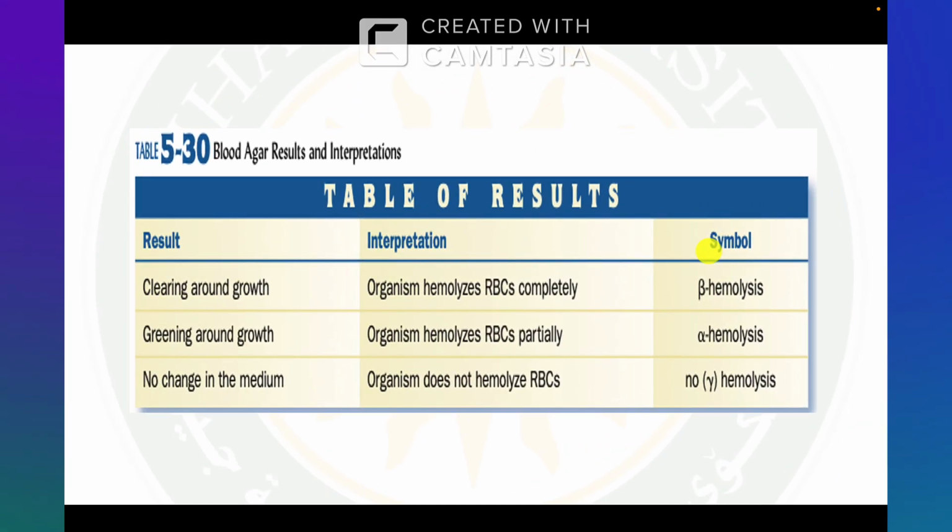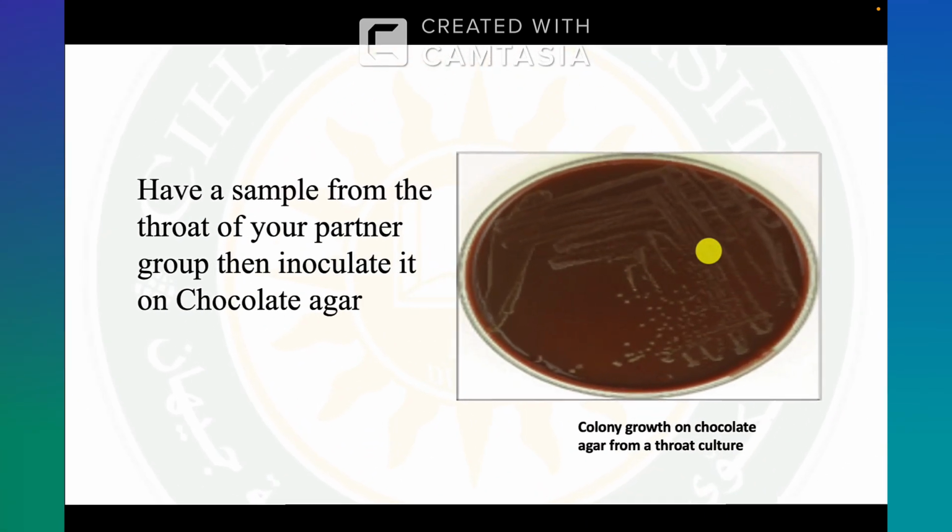As I explained before, beta hemolysis is clearing around the growth, and it is complete hemolysis. Alpha is incomplete hemolysis, greening around the growth. It is partial destruction. But gamma has no changes in the media and no hemolysis, just growing on the media.